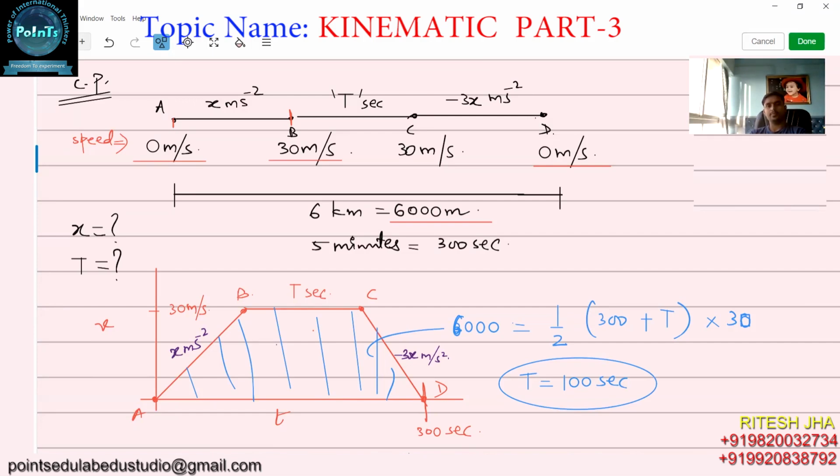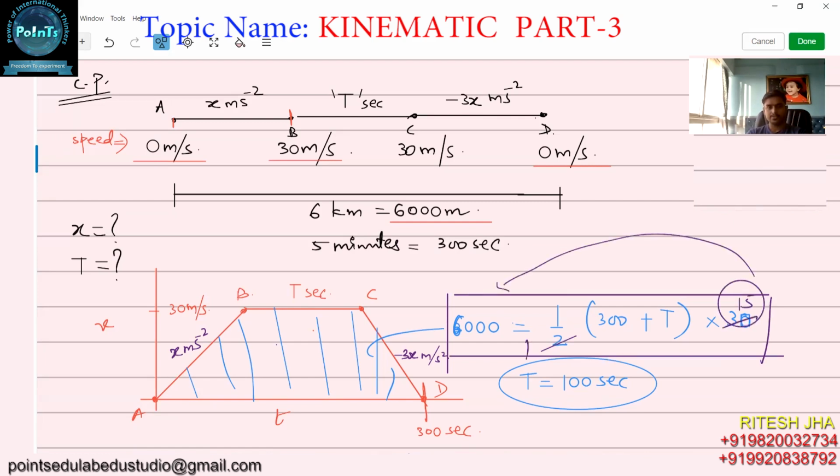I'm not understanding what you are doing. See, you have this, right? What you'll simply do, take 15 on the other side, so that will make it 400. So 400 equals 300 plus t. Therefore, t is equal to 100.